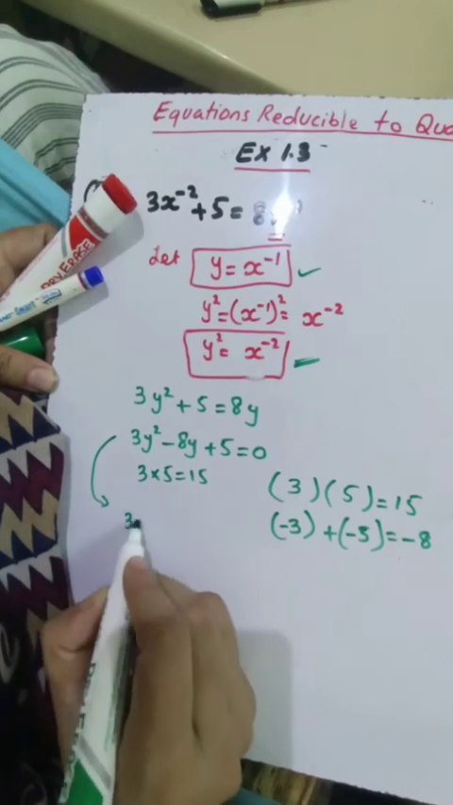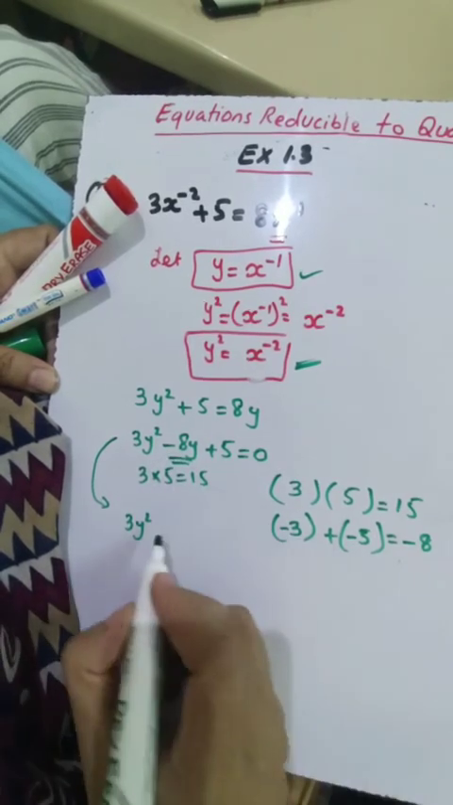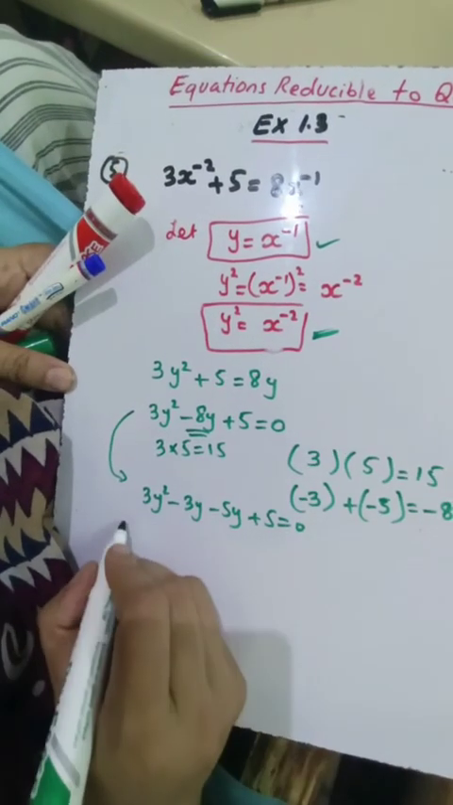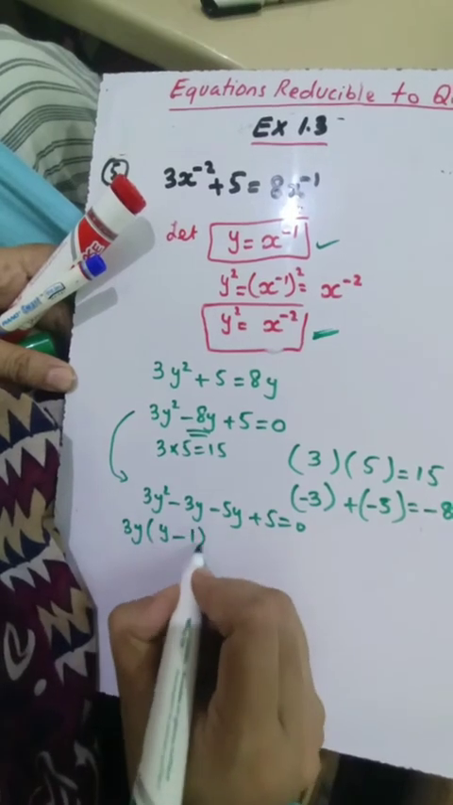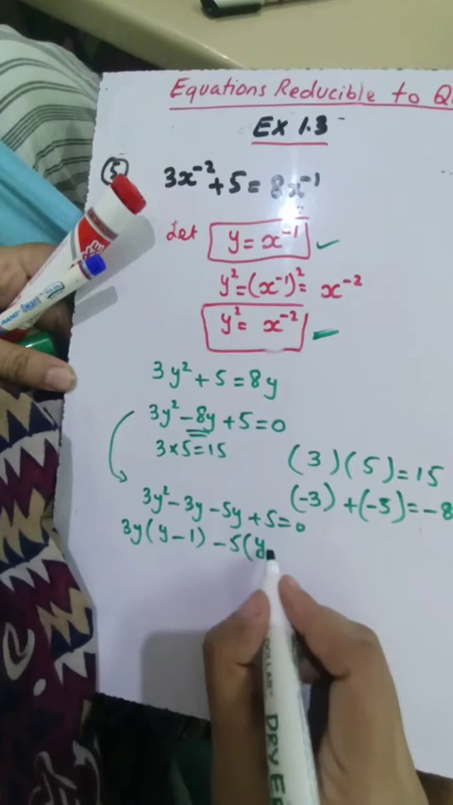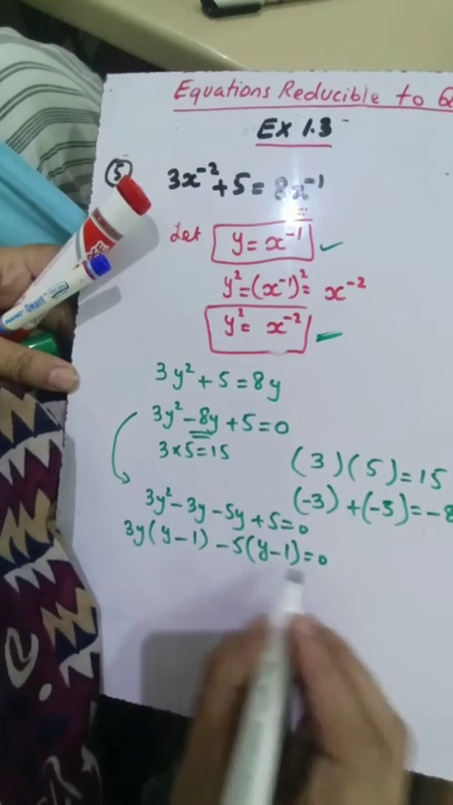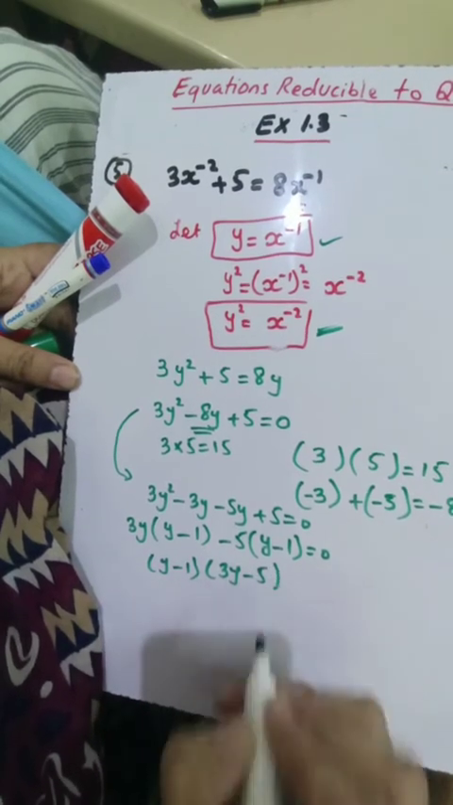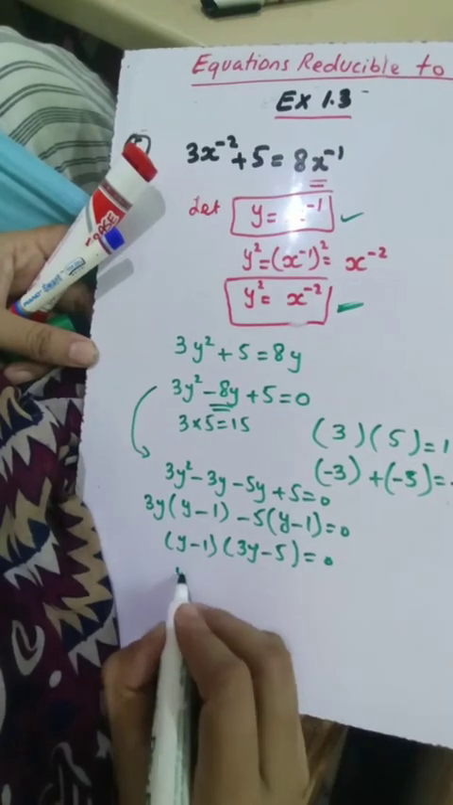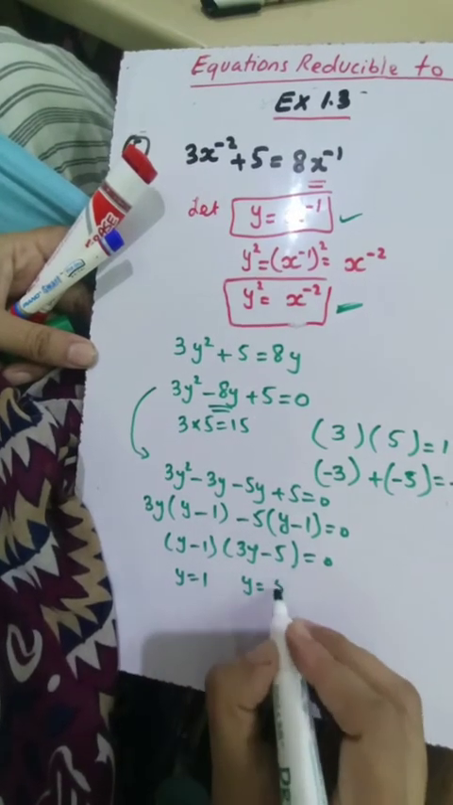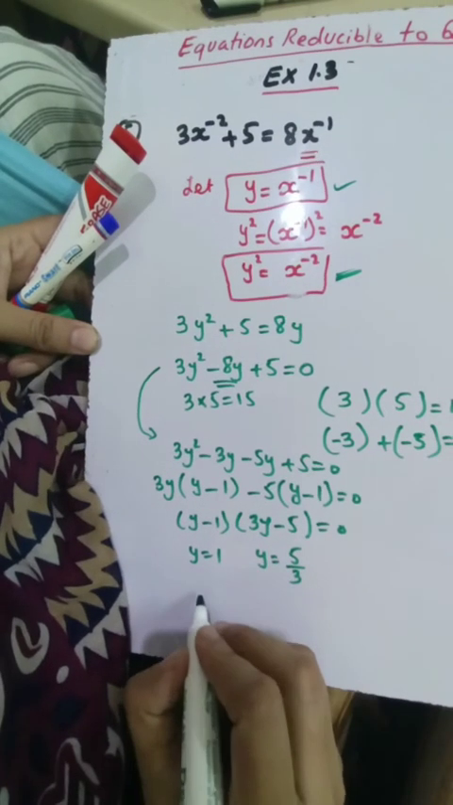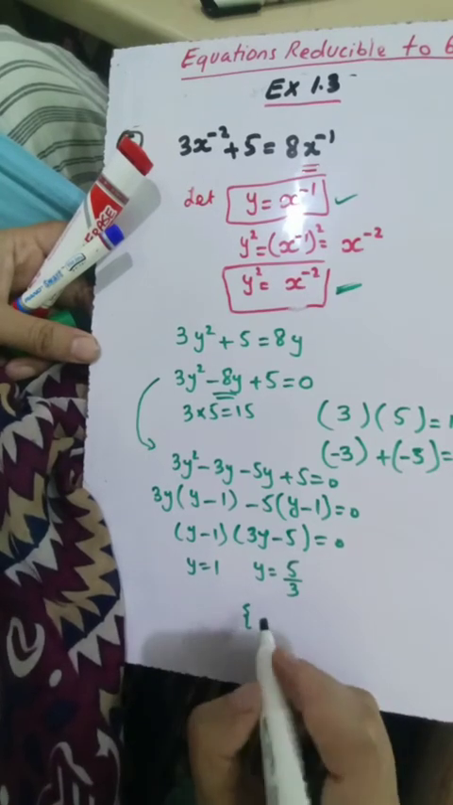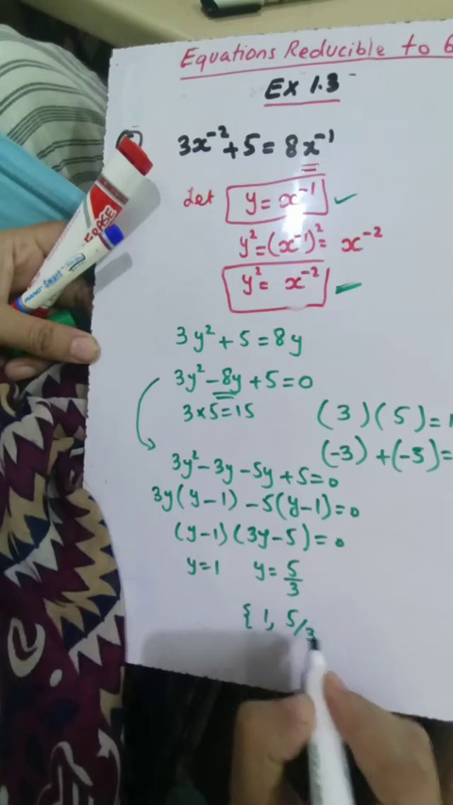So I am going to write the middle term as a sum of these two terms, and again I am using the method of factorization that we have already done. So solving these two, we are going to get y is equal to 1 and y is equal to, by shifting 5 to the right hand side and then dividing by 3, we are going to get two values of y, so y has the solution set: y has two values, 1 and 5 by 3.